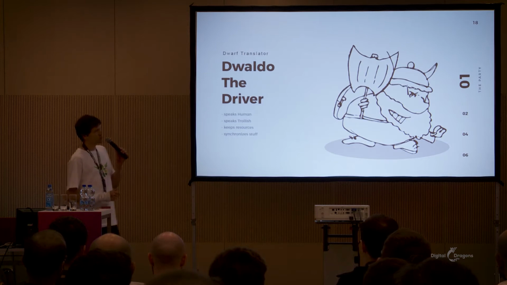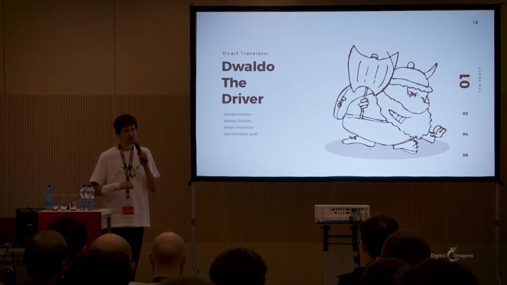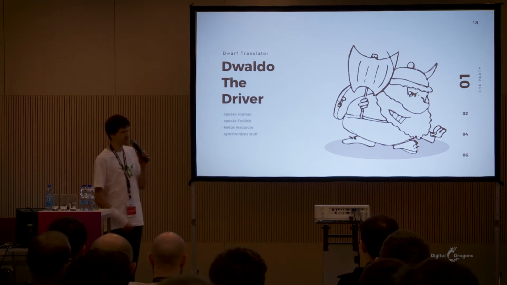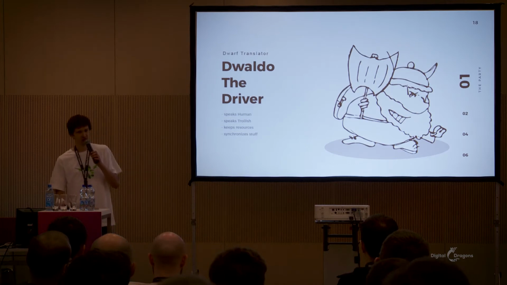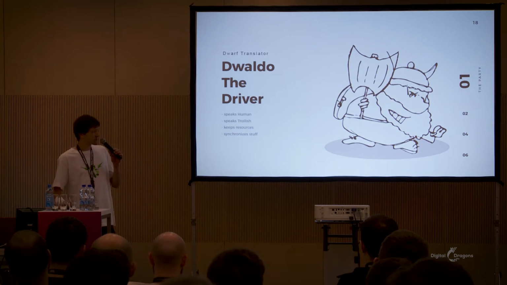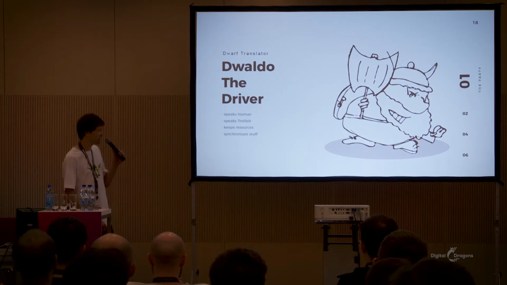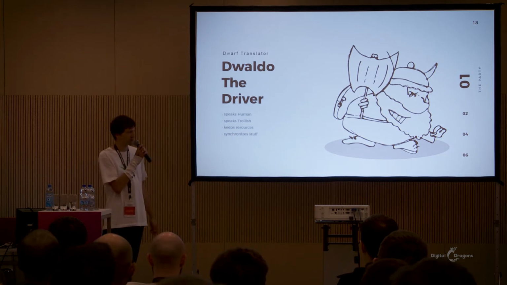The dwarves can also be distinguished between thin dwarves and fat dwarves. The thin drivers can be seen on consoles because they basically translate, and this is all they do. But on PCs there are fat dwarves because they have other tasks to perform, like keeping resources or synchronizing stuff.